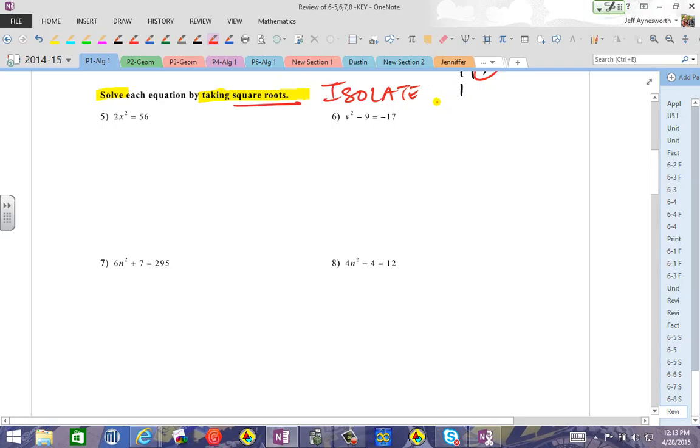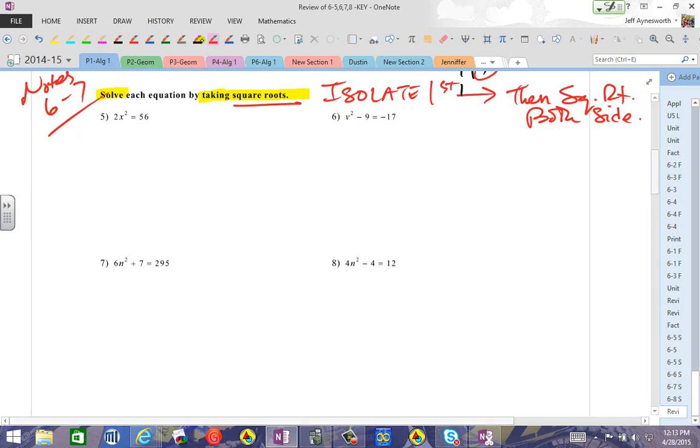So isolate first. And I'm talking about the x squared term here, or the v squared, or the n squared here. You got to isolate first and then root. Okay, then square root both sides. If you look at your lesson, I think it's 6-7. So take a look at your notes. All right. So pause the video and take your notes if you want to, and I did it in there.